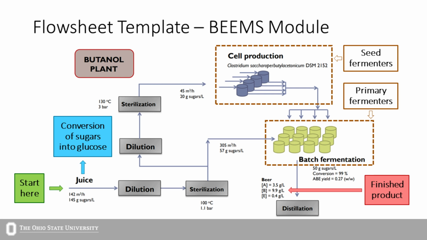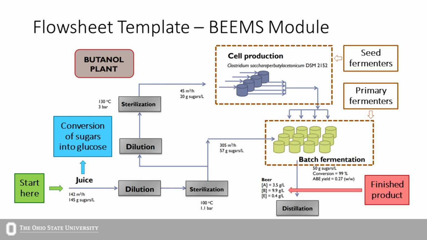At the beginning, you will need to convert all your sugars into glucose, and there will be more on this on the next slide. You will then go through a dilution and sterilization step. You can find the unit ops for these in SuperPro, and split off some of the glucose water mixture. This will be further diluted and sterilized and used to increase the cell concentration in the seed fermenters.